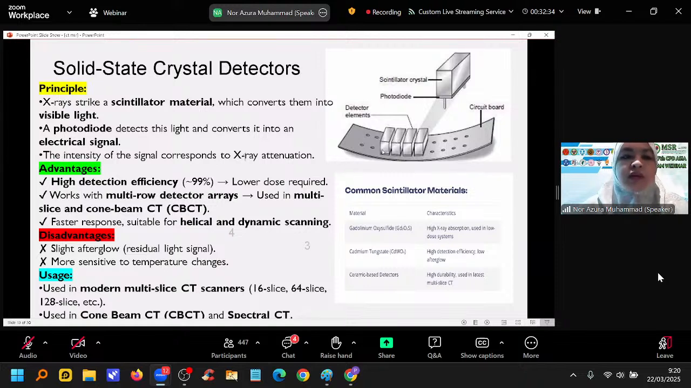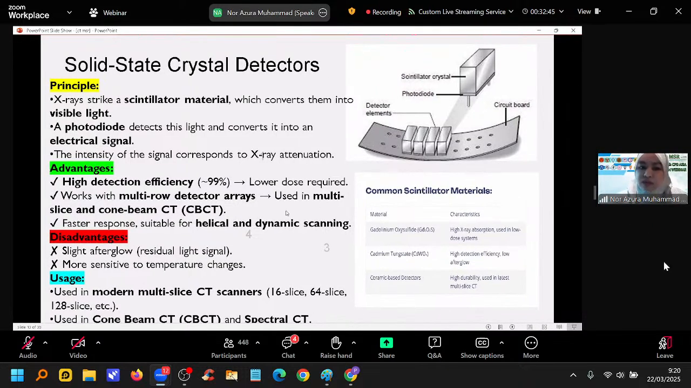All right, so the advantages of this detector are high detection efficiency, almost 99%, and lower dose required. It works with a multi-row detector array used in multi-slice and cone beam CT, and has a faster response, suitable for helical and dynamic scanning. But it also has disadvantages: slight afterglow, which is residual light signal, and it is more sensitive to temperature changes. This type of detector is used in modern multi-slice CT scanners nowadays, and also in cone beam CT and spectral CT.